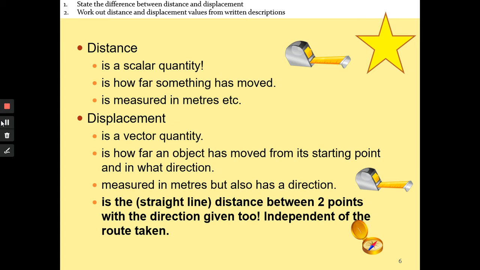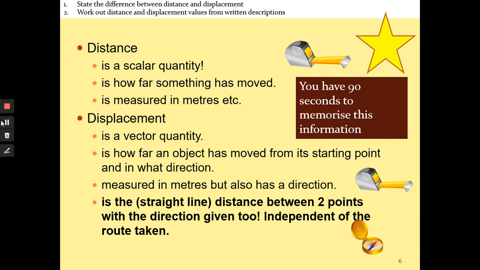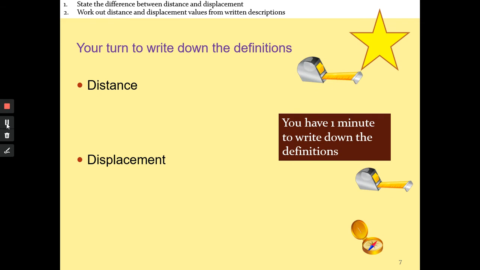Because these two definitions are really important, I'd now like you to spend between a minute and 90 seconds memorizing the information. So pause the video now. Well, how did you get on? Write down as much as you can remember now under the heading distance and displacement. I'm going to give you about a minute to do that.